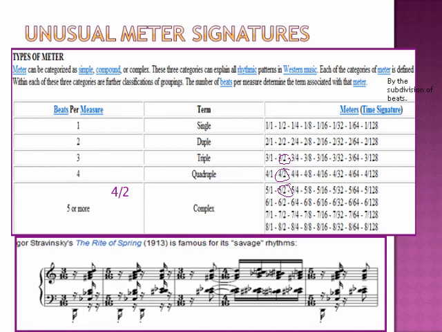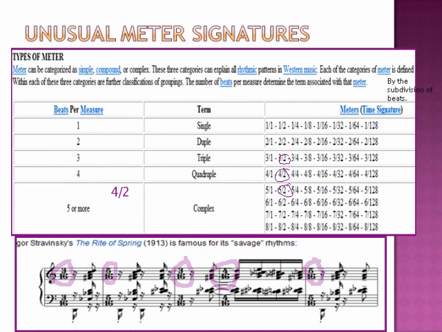But you will see in this that there are many different meters here. 3/16, and then the very next measure is 5/16, back to 3/16, 4/16, and back to 5/16. So all different things there, all different meters, all different numbers of beats with a 16th note getting 1 beat. So there are unusual meter signatures.